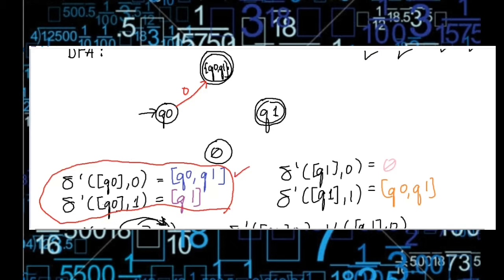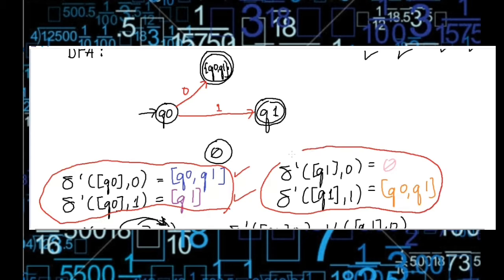How about this one? Q0, mag-i-input ka ng 1, mapupunta ka sa Q1. Okay? So, Q0, Q1. Ayun yung Q1. So, Q0, mag-i-input ka ng 1, mapupunta ka sa Q1. That's it. Tapos na tayo dito. Now, let's proceed to these transition functions from these states to our target states.